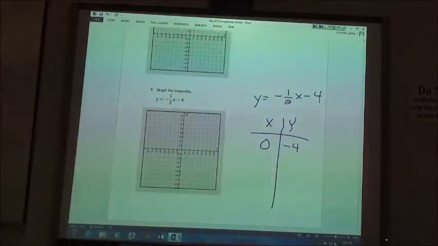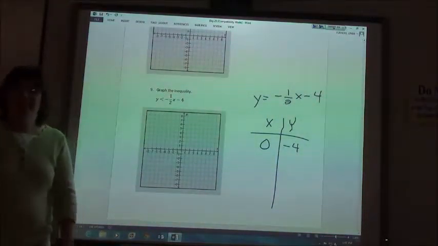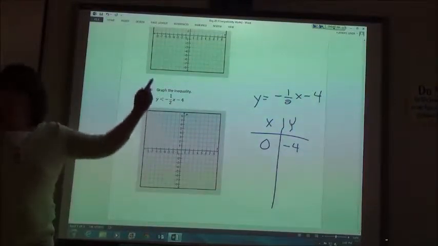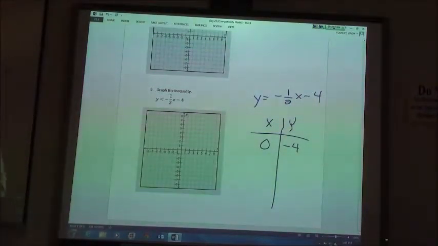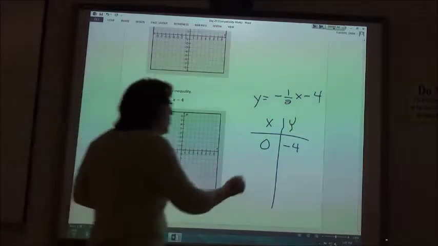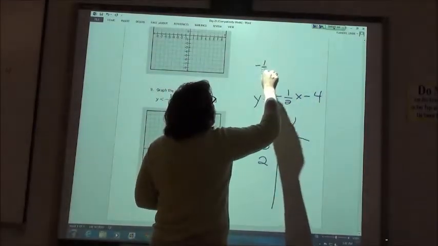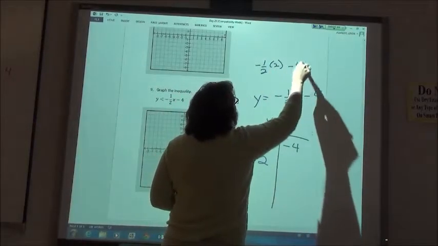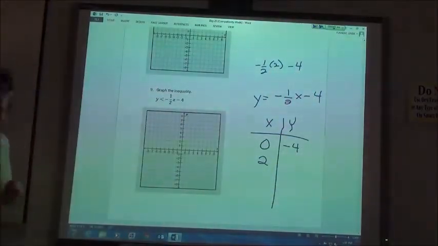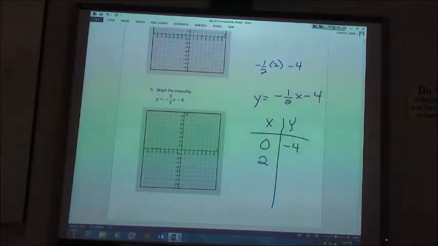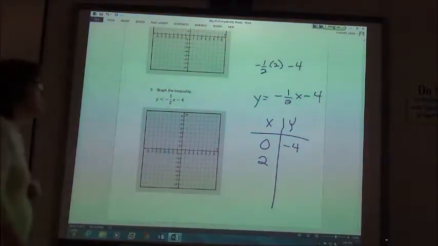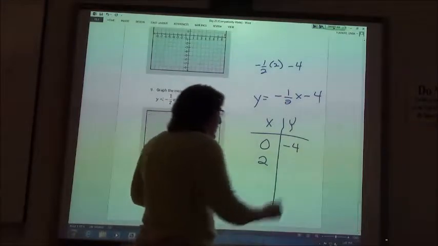What's another number that would be good to put in for x? Probably not 1 unless I want to deal with fractions. If I have 1/2, what would be good numbers to put in? 2. 2 would be a good number. We want multiples of the denominator. So negative 1/2 times 2 minus 4 would give me what for an answer? Negative 6. Negative 3.